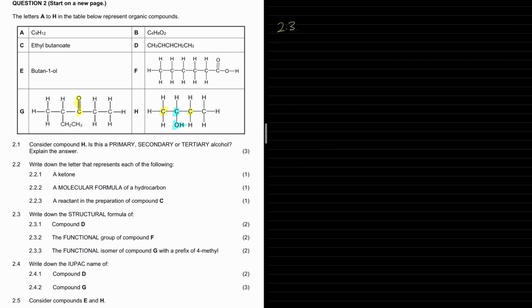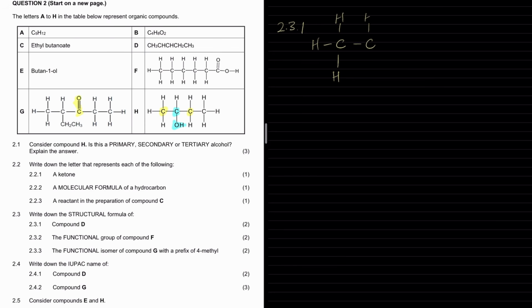2.3. So question 2.3.1. Write down the structural formula. So structural formula means they want you to actually draw it with all of the bonds and all the atoms and everything. Compound D. So compound D is CH3, CH, CH. Okay, so we can do this. So CH3, we'll just start with that. So I'm going simple, left to right.